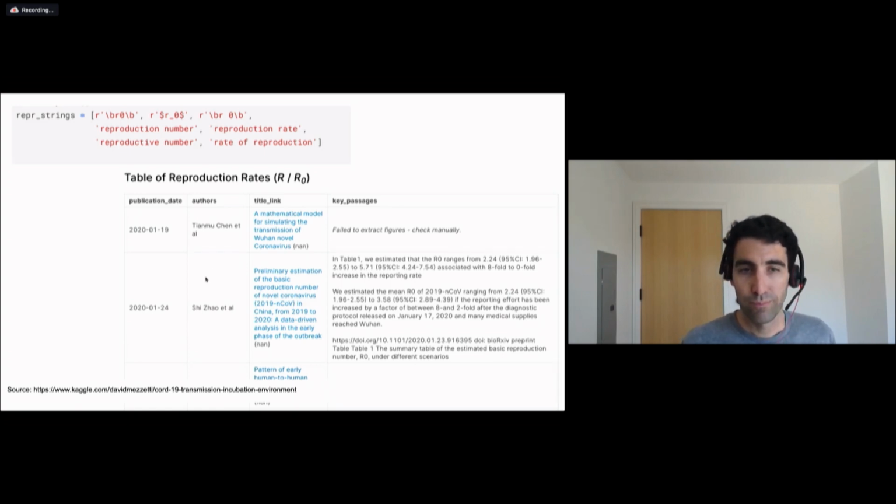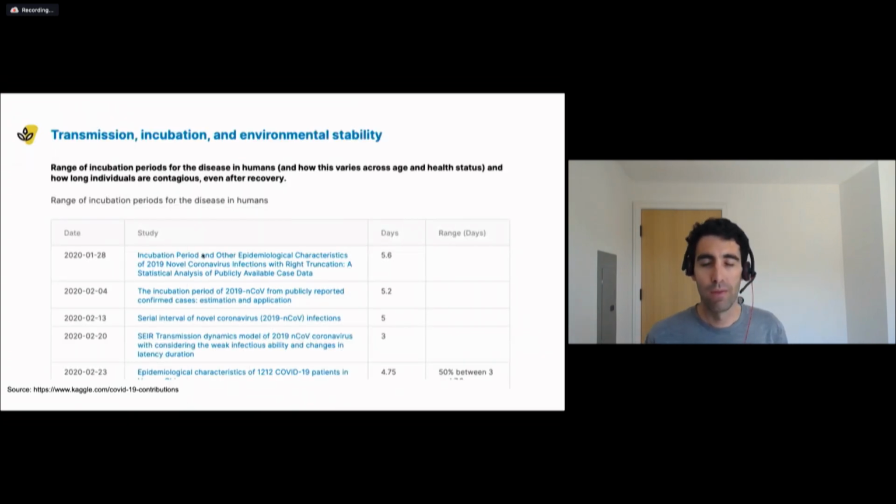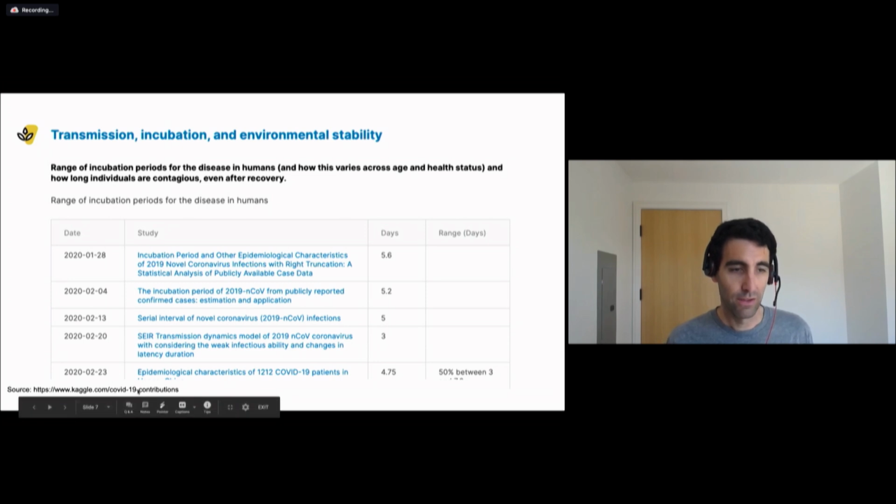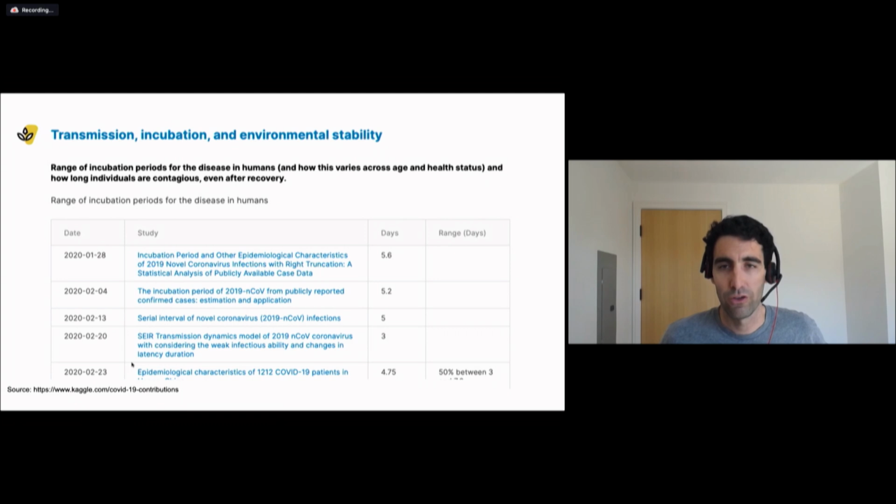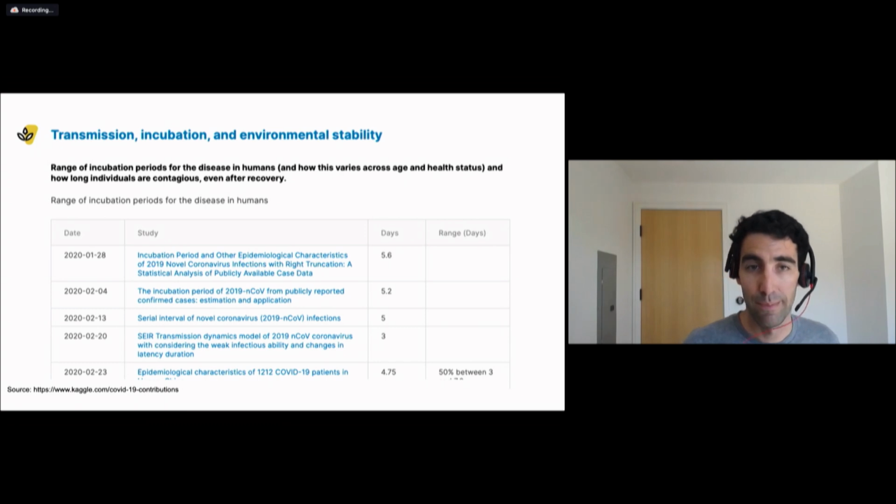And what we are doing is putting the best of what the Kaggle community is coming up with on a website. It's listed here at the bottom, www.kaggle.com/COVID-19-contributions. And the aim here is for this to be a resource that people can come to, to have a sense for what the scientific literature is saying at any point in time.